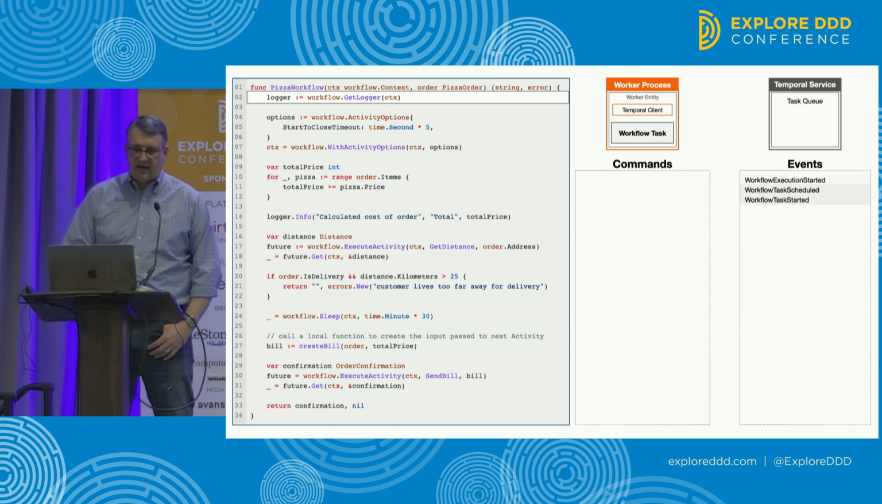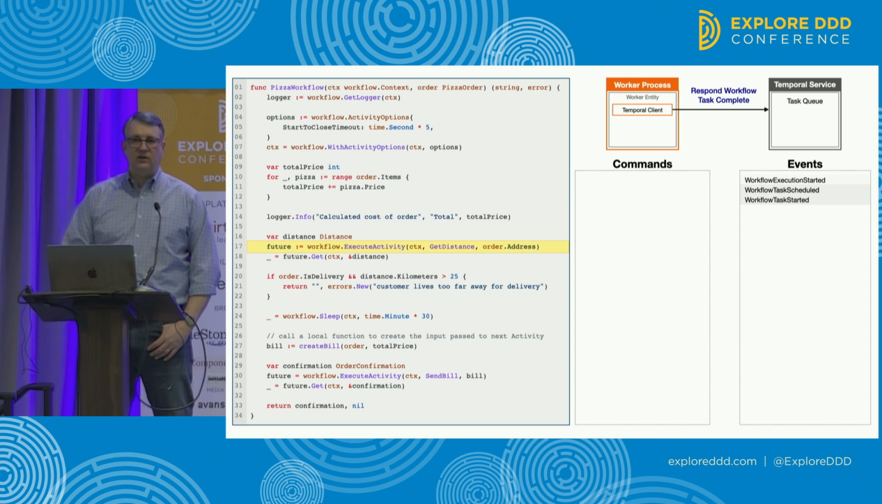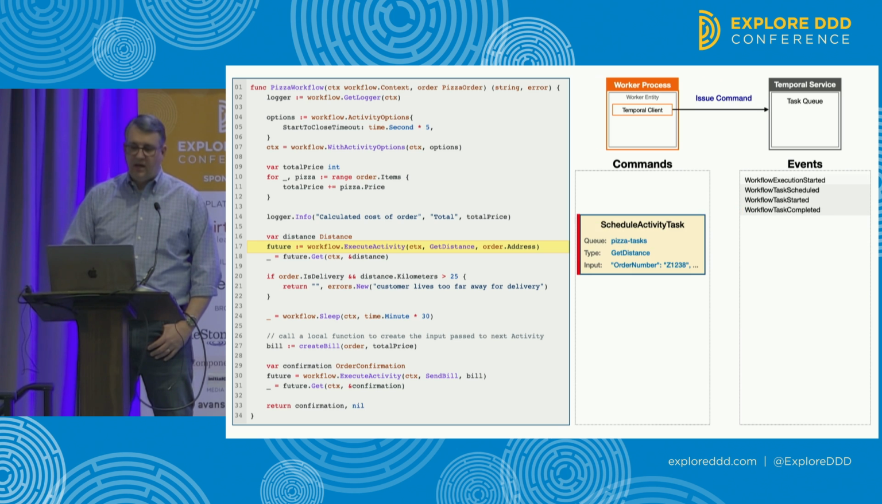So it invokes that, it runs the first few lines, and it keeps on running stuff. It's calculating the price of the pizza, all those internal steps that don't require any interaction with a cluster. Eventually, it reaches a point where it can't do anything more because now we're awaiting the execution of this activity. So it says, I'm done. A workflow task completed event is added to the history. The worker issues a command, schedule activity task.